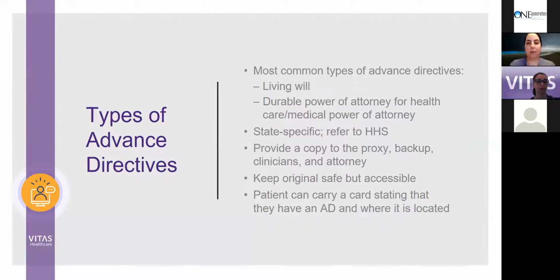So the most common types of advance directives are a living will or a durable power of attorney for healthcare, also called a medical power of attorney. Beyond that are forms where the patient themselves can write out specific requests that they have, and they can write as much as they want and make it as detailed as they want. These are state specific. You can refer to the Department of Health and Human Services, and it's recommended to have a copy given to the proxy, to a backup proxy, to clinicians, as well as an attorney.